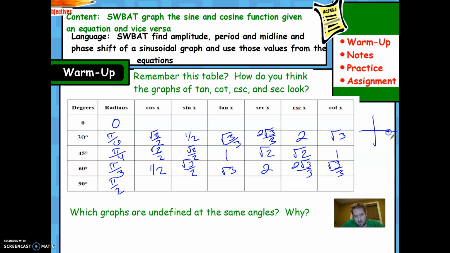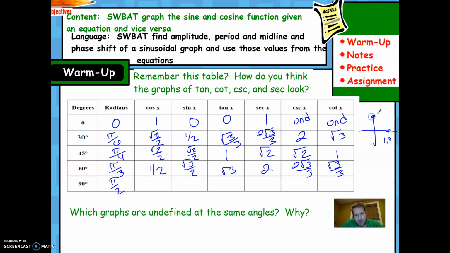Now, 0 degrees. If you think of a unit circle, you're at (1, 0). So the cosine is 1 and the sine is 0. The reciprocal of 1 is 1, and the reciprocal of 0 is undefined. Tangent would be y over x, which is 0 over 1, which is 0. And the reciprocal of that is also undefined because 1 over 0 wouldn't make any sense.